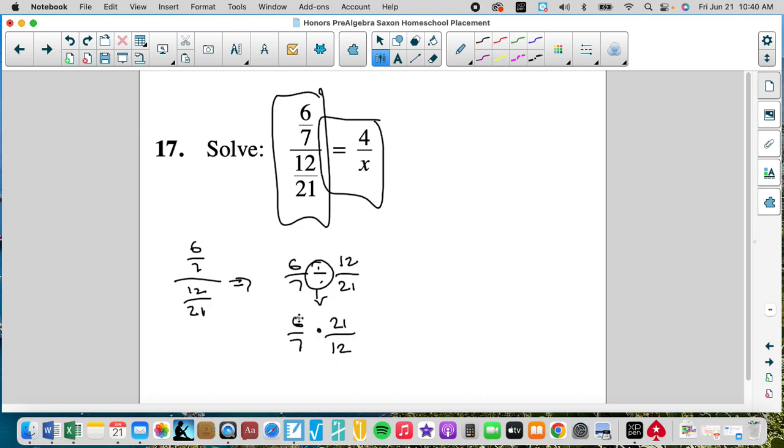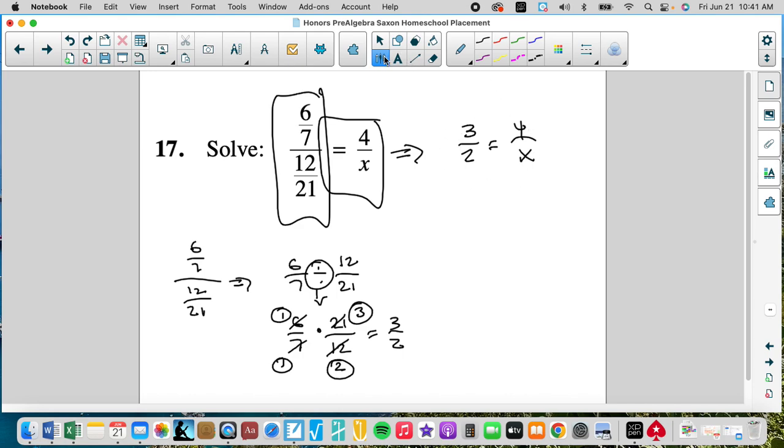And now we're going to reduce. Instead of multiplying 6 by 21, we're going to simplify this. 6 goes into 6 once, goes into 12 twice. 7 goes into 7 once. 7 goes into 21 3 times. So this equation now becomes 3/2. So this side is really 3/2 equals 4 over x. Much, much easier to solve this problem.